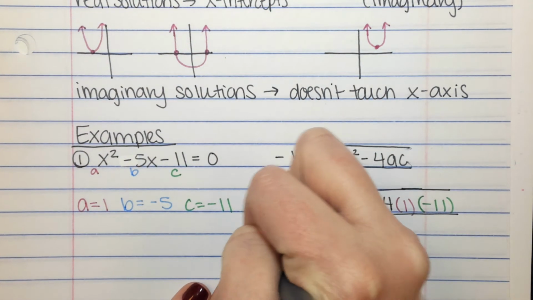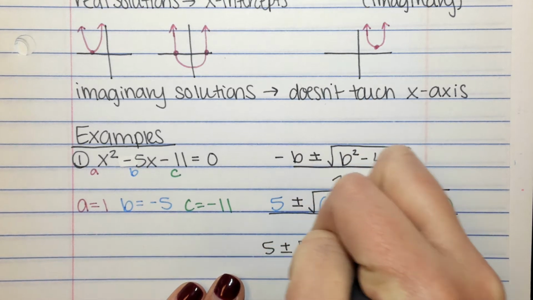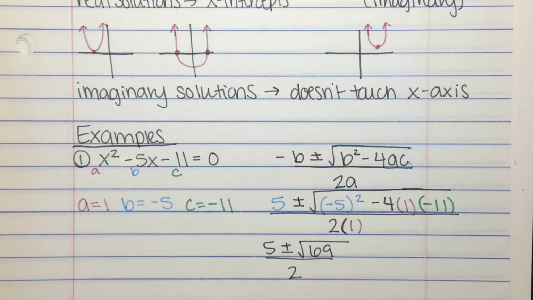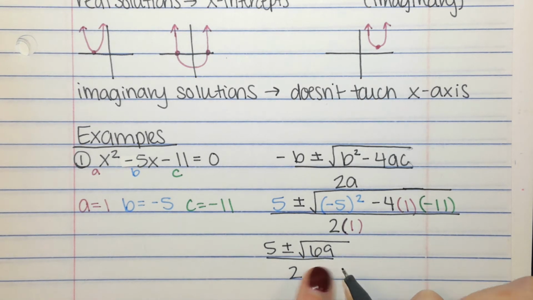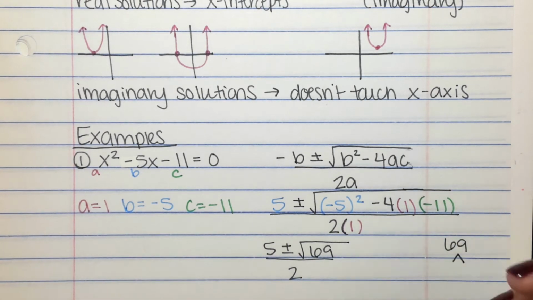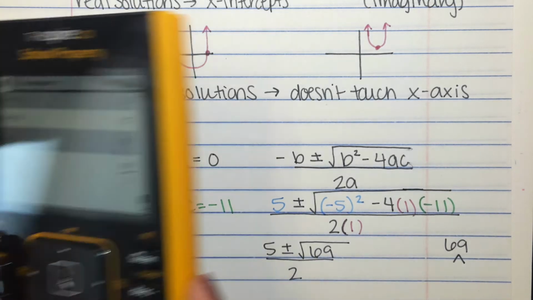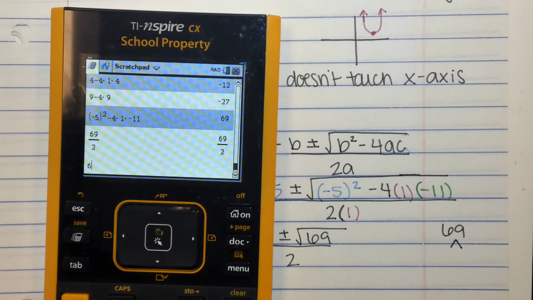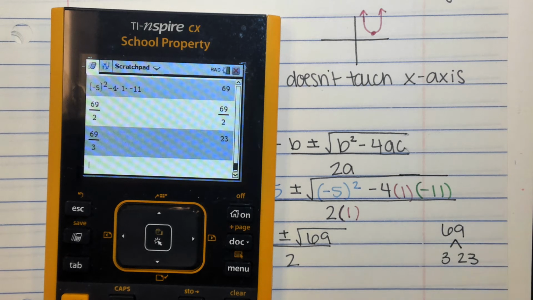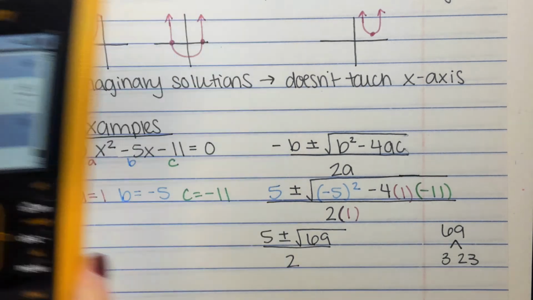So I have 5 plus or minus the square root of 69 all over 2 times 1 is just 2. Okay, now we have to see if we can simplify that radical. So we can break this down into our prime factors. So 1 won't really help us. Can we divide it by 2? No. Can we divide it by 3? We can. We get 3 and 23. Neither of those can be broken down any farther, so we're going to leave it as is.